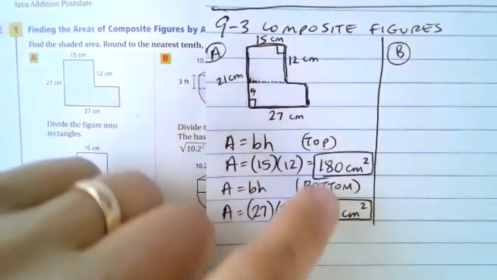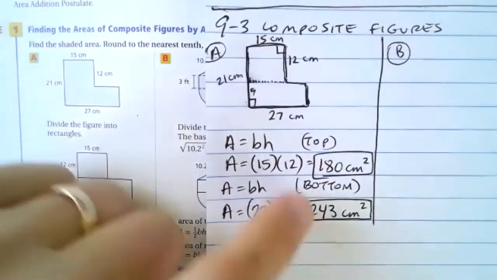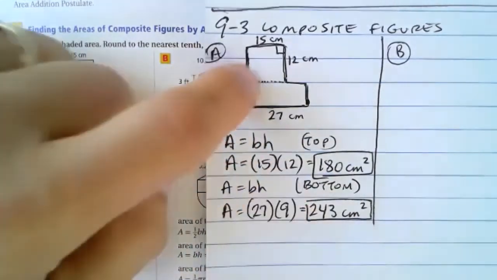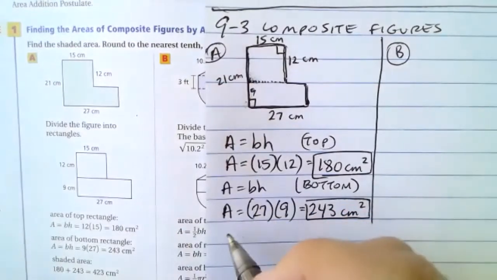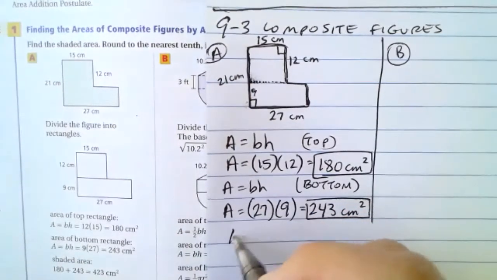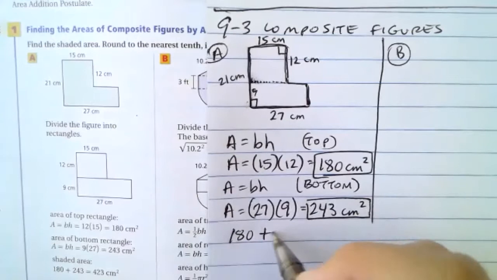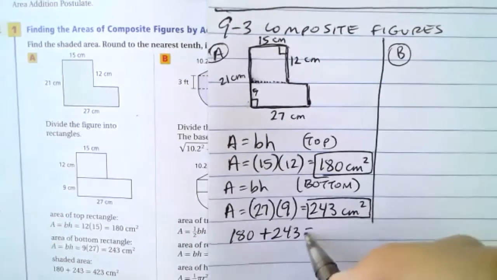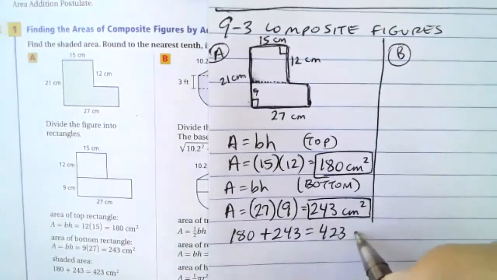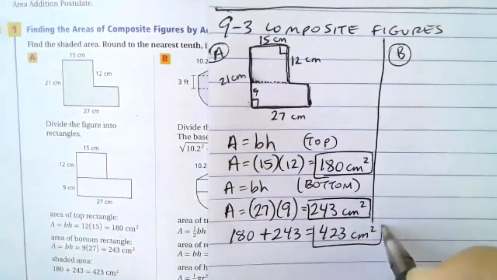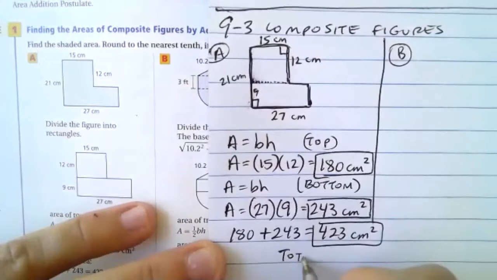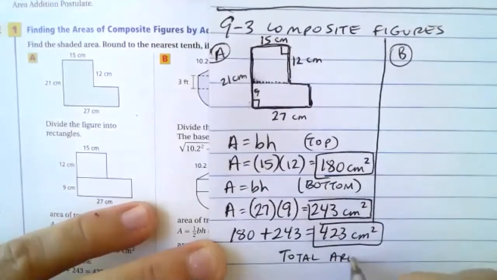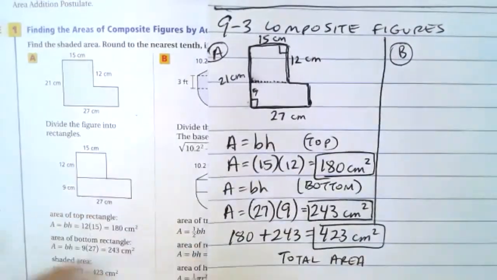Now, these two areas added together, the top and the bottom, make the entire area of the composite figure. So we're going to say 180 plus 243 equals 423 centimeters squared for the total area. So I'm going to put total area. All right, and that's our first shape.